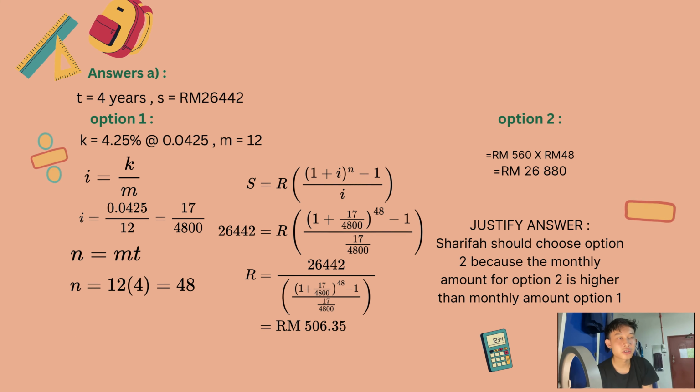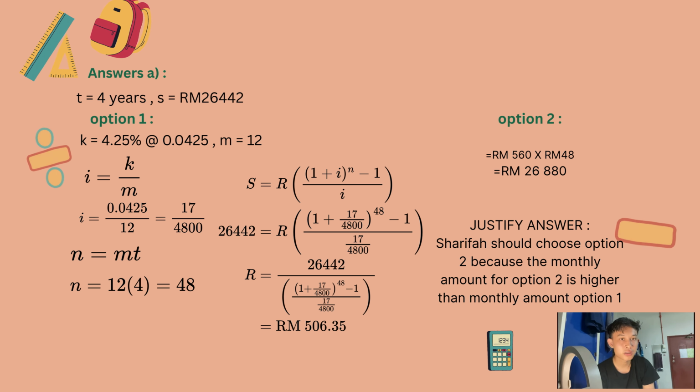So which option should Sharifah choose? Okay, first we must give the information. The investment period is 4 years. The total future value of the savings is RM 26,442. The annual interest rate k is 4.25%, or 0.0425 in decimal form. The interest is compounded monthly, so the number of compoundings per year m is 12.